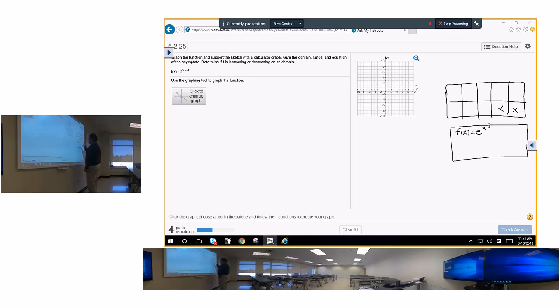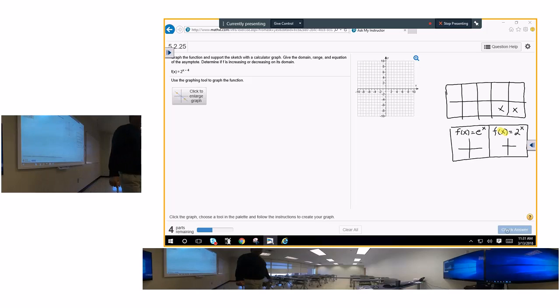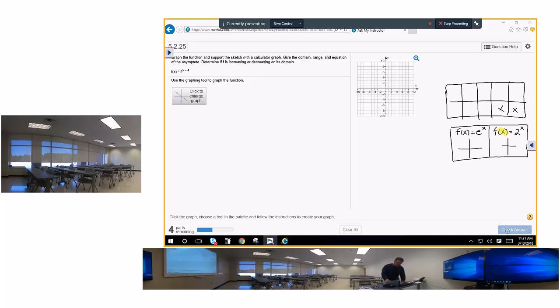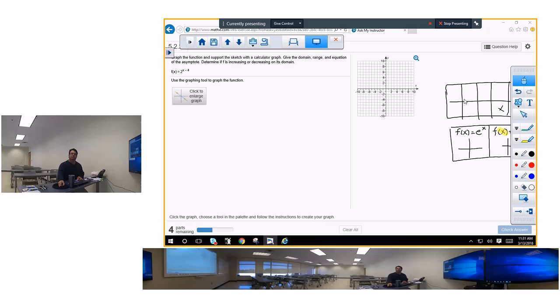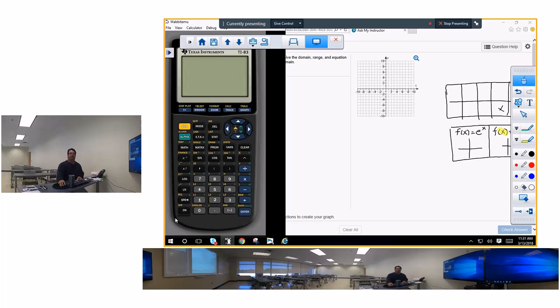Do that on your calculator and graph it. e to the x will be upward, and f of x is equal to 2 to the x. If you want to know what they look like, just take your handy dandy calculator and pull it up. I hope it'll let me pull it up. There we go. And y is equal to second, e to the x, close parentheses, and that shows you what that one looks like.